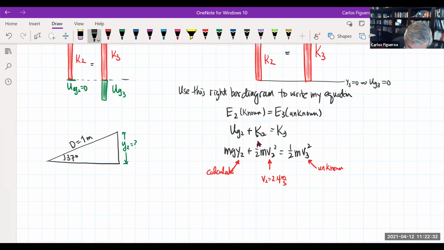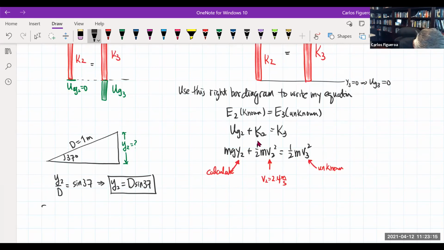And what we're seeing here is that y2 over d should be the sine of 37, since it's the opposite angle. So therefore, y2 should be 1 meter. Actually, I didn't calculate this number, so I'm just going to leave it as d. I only calculated this at the end. So I'll write that as d, and when I do my final answer, we'll replace that with 1 meter. So now I know everything. I know the height, I know the speed, I can calculate v3.